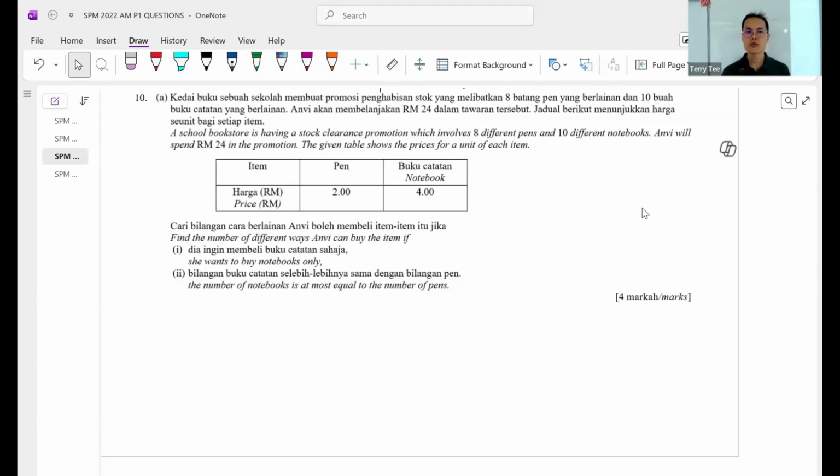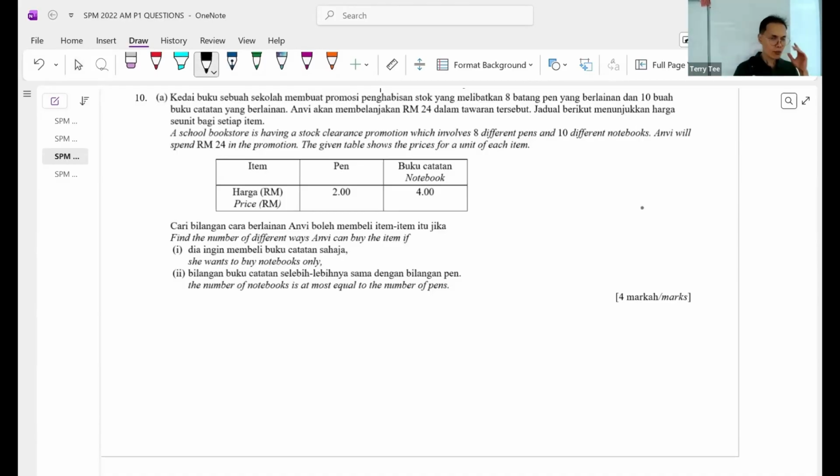Read the question. A school bookstore is having a stock clearance promotion which involves 8 different pens and 10 different notebooks. And we will spend 24 ringgit in this promotion. The given table shows the price of a unit of each item. So the pen costs 2 ringgit, the notebook costs 4 ringgit. Find the number of different ways NV can buy the items if she wants to buy notebooks only.